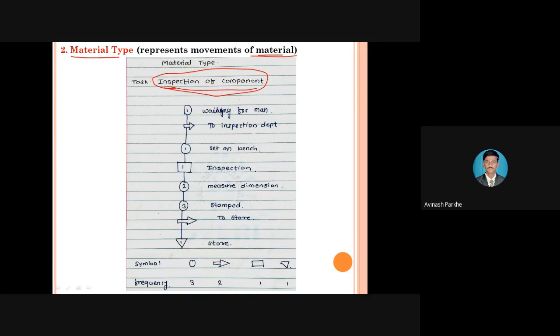Now the first symbol you can see is delay. It is represented at the center, point 1. Delay means your material is waiting for the man. In the previous man type of chart, we already represented one movement. The man is moving towards that component to pick up that component. So this is the movement of the man. But in the man type of flow process chart, the movements of the materials are not represented. But here, only the movements of the material are represented.